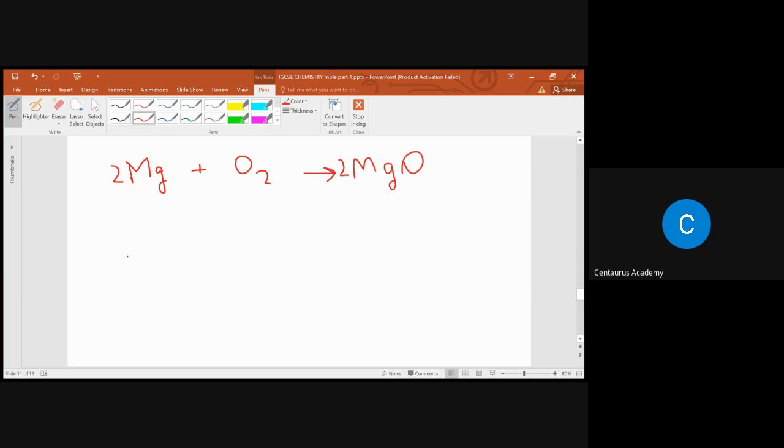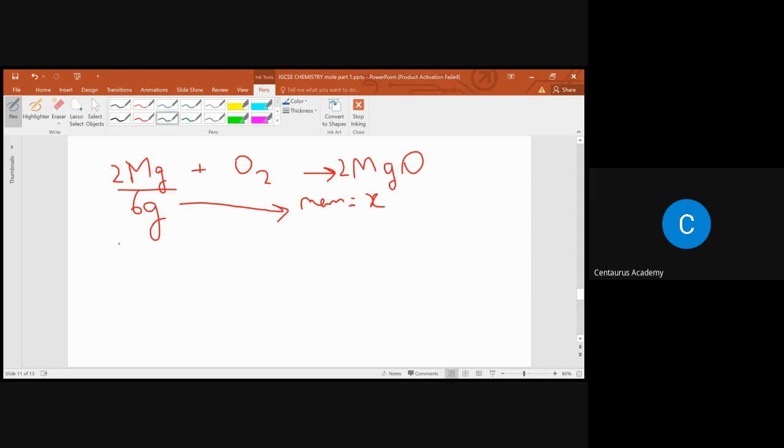So for instance, if you have been asked how much maximum mass of magnesium oxide will be produced if 6 grams of magnesium undergoes combustion with excess of oxygen. You have to find out the mass of magnesium oxide which is produced as a result. What are you going to do here?